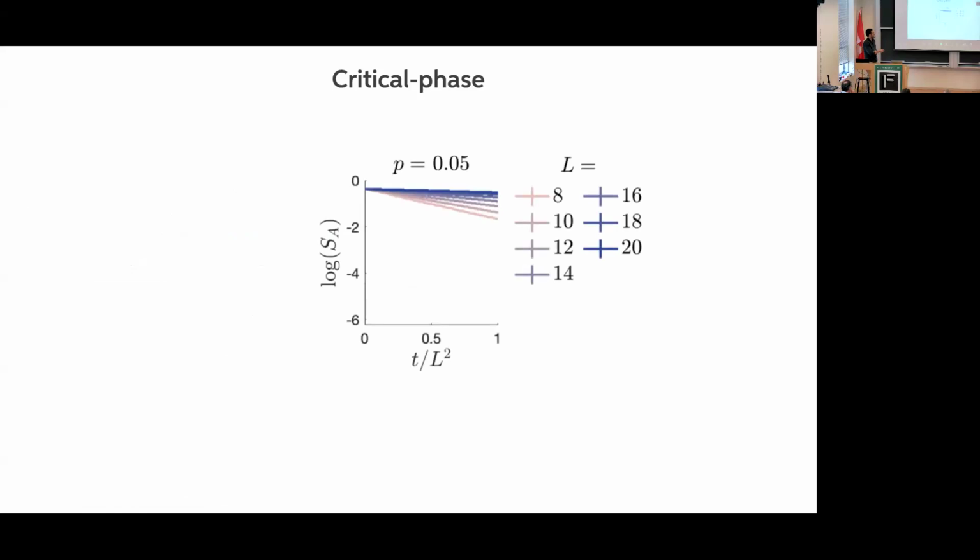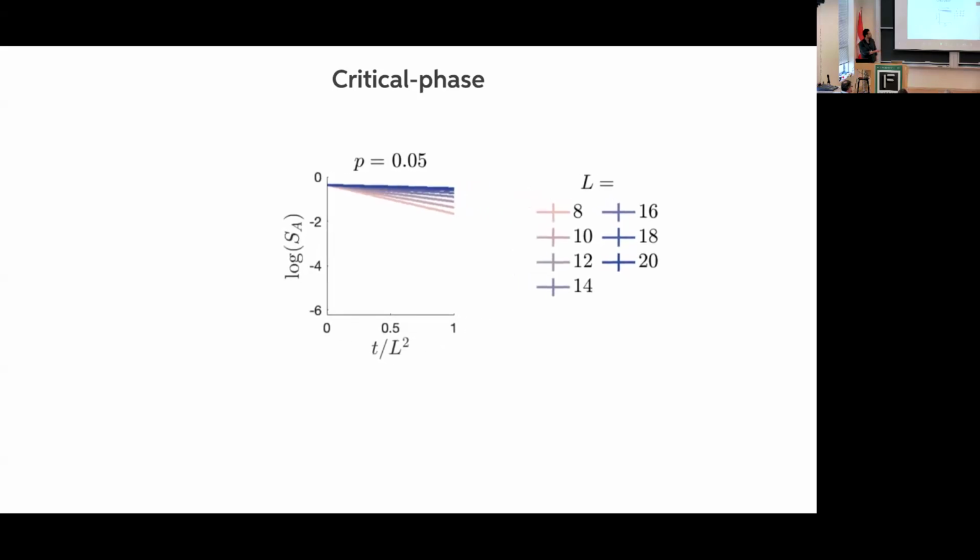And here I have the entanglement entropy of the ancilla plotted against time, divided by L squared. Why L squared? You can take that as my guess for what the purification time is in this phase. These lines didn't collapse, so I guessed wrong.